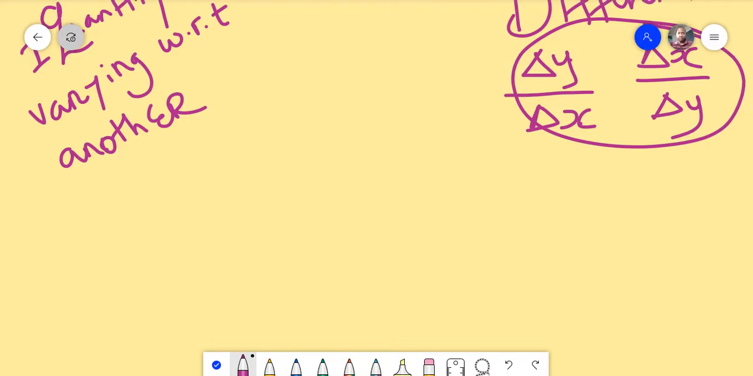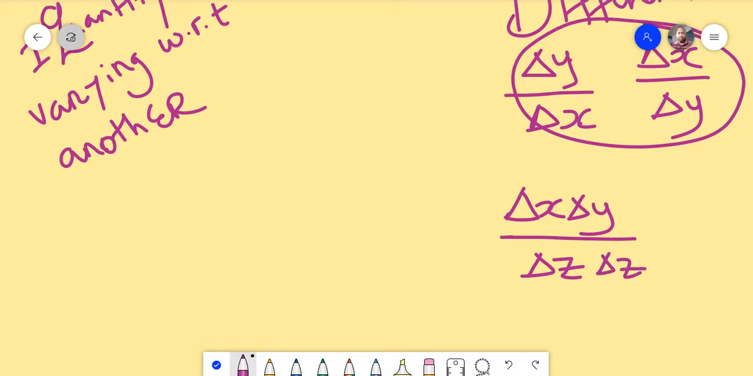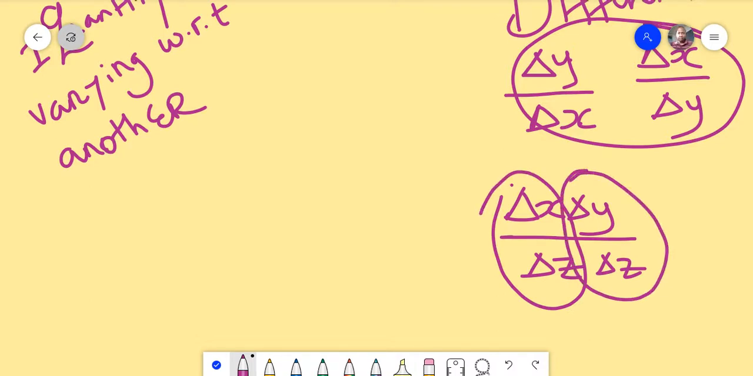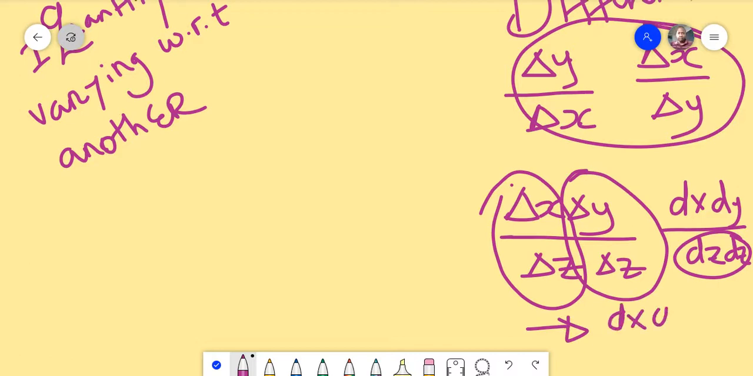For instance, you can have quantity x and quantity y, all of them varying with respect to quantity z. So quantity x is varying with respect to z, and y is also varying with z. When you write this, you can write dx dy over dz dz. But there's no point in repeating this, so what you usually do is write it in this form, dx dy, and then dz squared.